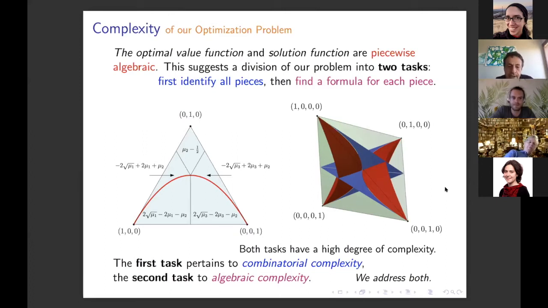The first task is a task of combinatorial complexity, right? So what are the regions? How many regions are there? And then the second task is one of algebraic complexity. We need to solve a system of polynomial equations, and we'd like to know how many solutions there are, to give us an upper bound on the number of critical points of our optimization problem.